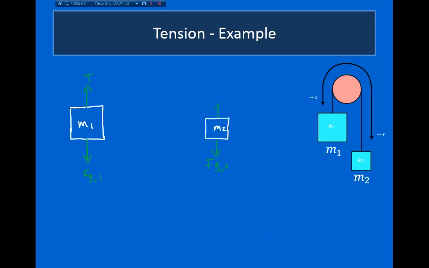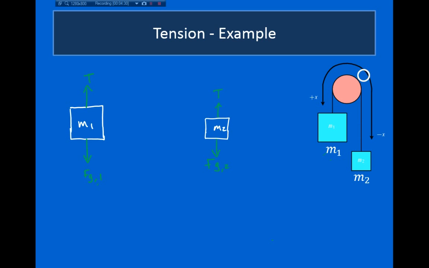And the tension that points up. Now these two tensions are the same, right? Because this is the tension in the same rope, and one of our assumptions was that the tension inside the rope is the same everywhere. So the tension pulling up on this mass is equal to the tension that pulls up on this mass.